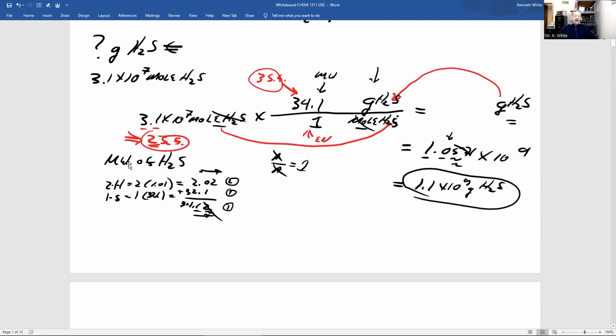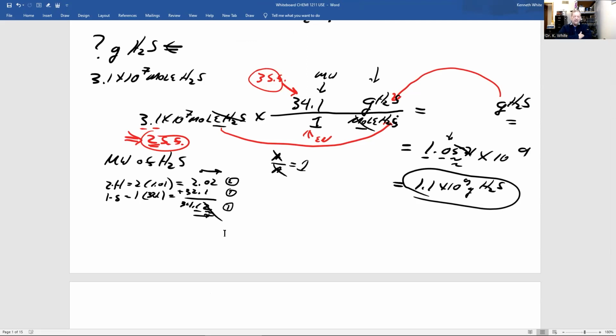So we need to find the molecular weight of hydrogen sulfide. 2 hydrogens, 1 sulfur. You get the atomic weight, round it off to 3 significant figures, do the multiplication, add it up, get the correct number of significant figures. Remember, when you add, you get the same number of significant figures to the right of the decimal point.